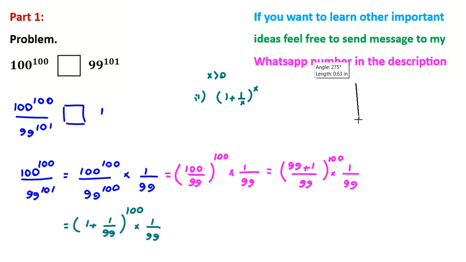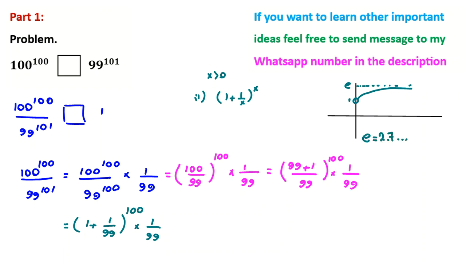Okay, let me tell you what the graph is. Near 0, it will be 1, and it will be something like this. It approaches what? e. e is 2.7 something. So as you can see, it's always less than e, or we can say less than 3. So this one is 1 plus 1 over 99 to the power of 100, but here it is x to the x, 99 and 100. So we should change 100 to 99.